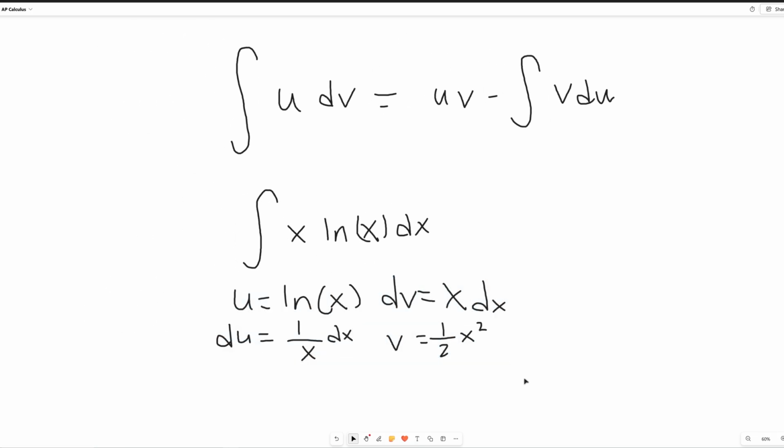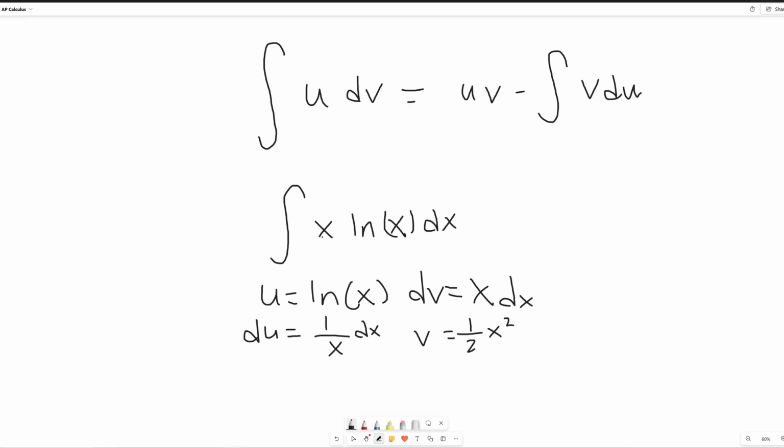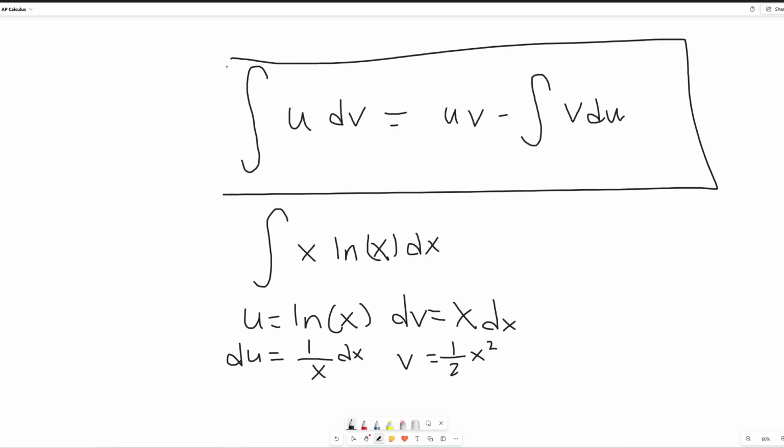These are the four corners of parts. You have your u and you have your dv, and then you have your du and then you have your v. It's picking your u and your dv, which is the main part of this, and memorizing this formula.